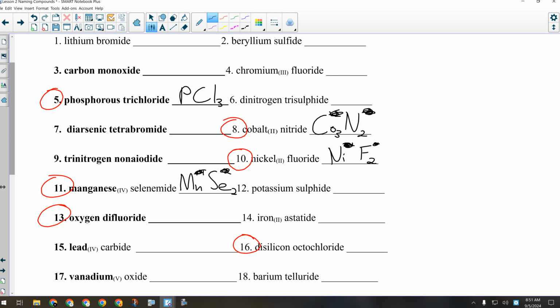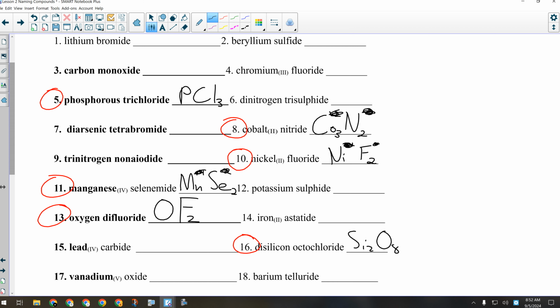Okay, number 13, oxygen difluoride. Ionic or molecular? Molecular. Okay, how many oxygens? 1. Okay, no prefix on that one. How many fluorines? 2. Good. Okay, and then 16, disilicon octachloride. Ionic or molecular? Molecular. Okay, how many silicon? 2. Okay, how many chlorines? 8. Okay, should I reduce that one? No. Yes.